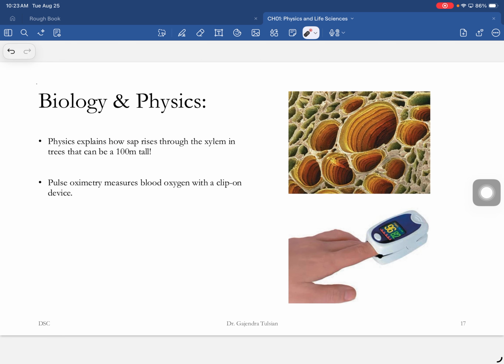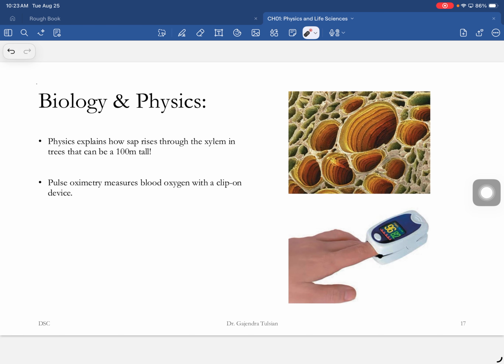Okay, so redwood trees can be 100 meters tall, the size of a football stadium. And the question is, how does water rise to the leaves of those trees? Physics explains how water will rise through the xylem. Now we'll understand this device. What does this device do?